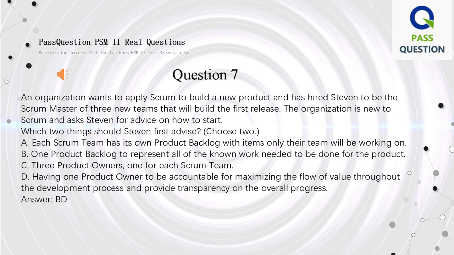Choose 2. A. Each Scrum team has its own product backlog with items only their team will be working on. B. 1 product backlog to represent all of the known work needed to be done for the product. C. 3 product owners, 1 for each Scrum team. D. Having 1 product owner to be accountable for maximizing the flow of value throughout the development process and provide transparency on the overall progress. Answer: B, D.